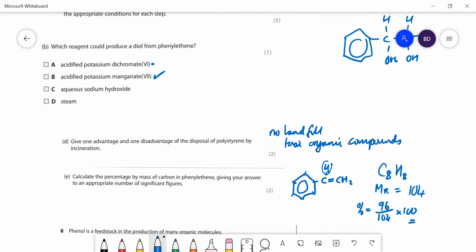Right, now that gives us 92.3%. Should we give it to 2 significant figures or 3 significant figures? Well, we're using the Mrs to 3 significant figures, because we do know carbon is 12.0, hydrogen is 1.0. So yeah, 3 significant figures, 92.3.